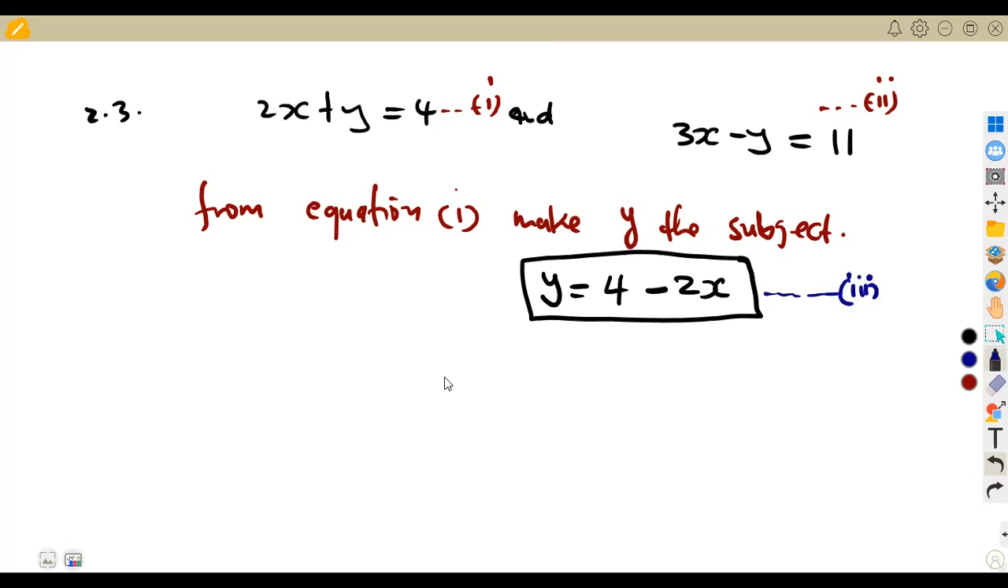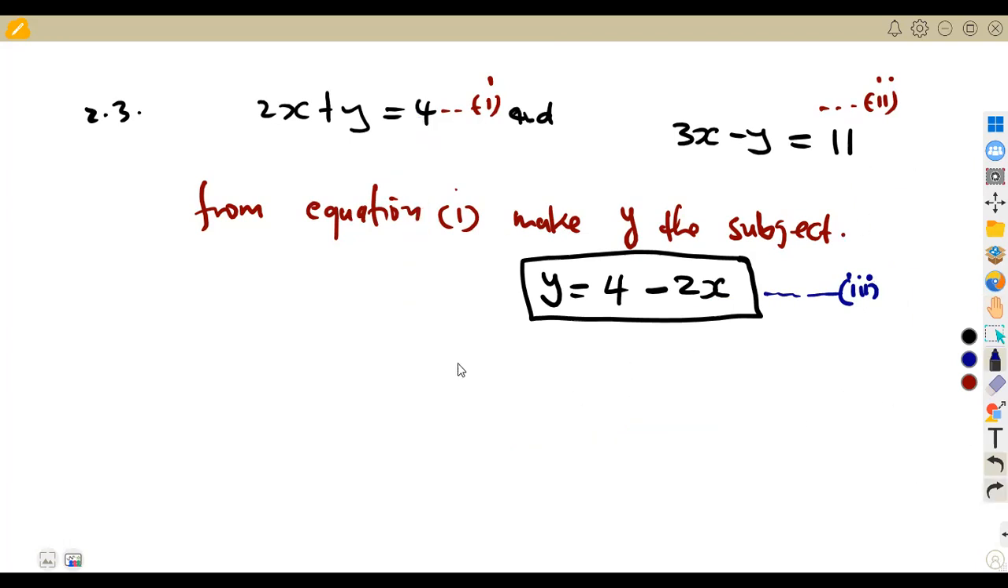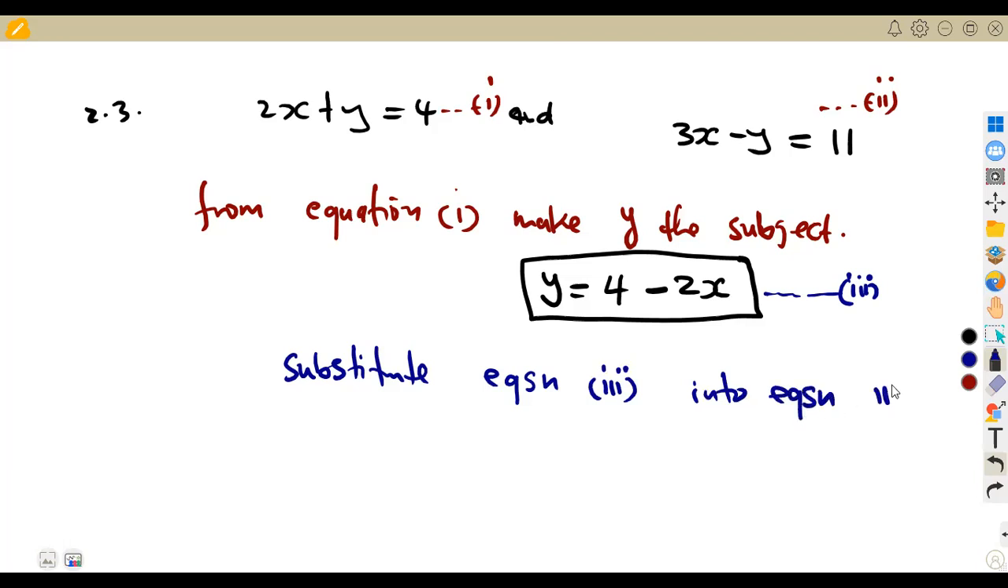So what you do is that you substitute in the other equation. You do not substitute back here where you have made the subject. No, you substitute into the other equation. I'm just going to write in short, equation 3 into 2, into equation 2, not 1. If you made y the subject from equation 2, you are going to substitute in equation 1. Don't substitute where you have made the subject.